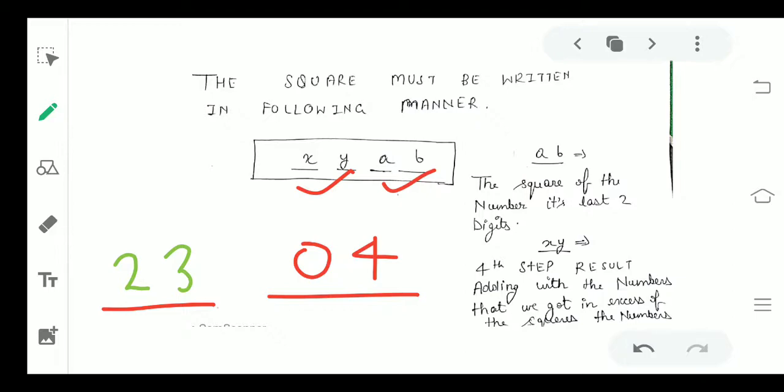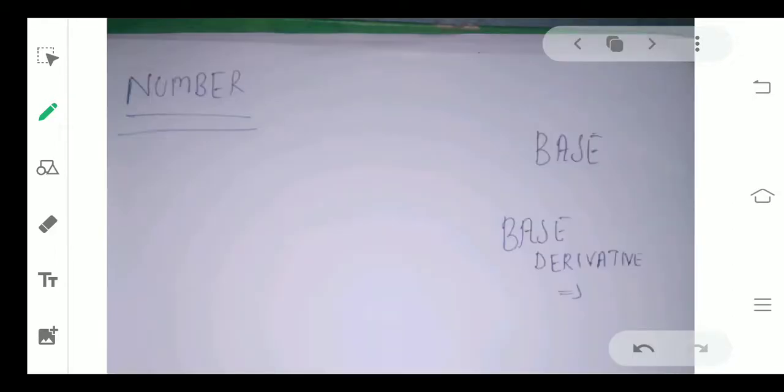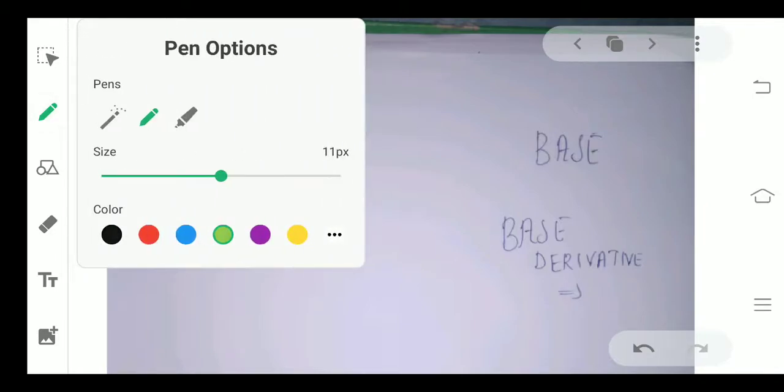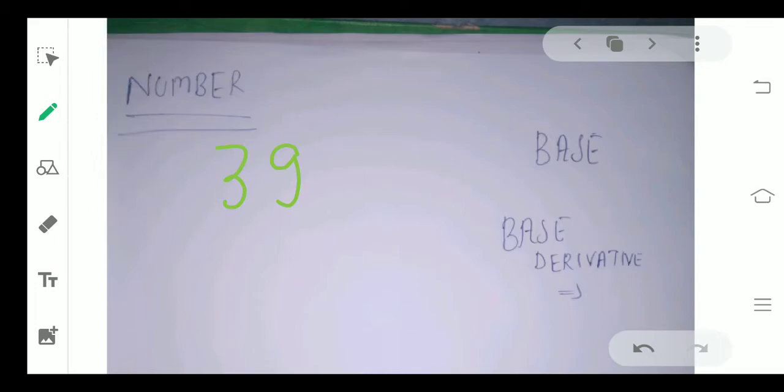2304. Many of you might be wondering that all these steps take a lot of time, but believe me, if you are good at this, you will do it in seconds. Let's take another example. We'll take another number, for example 39. The base for 39 is 50. Its base derivative is 25.